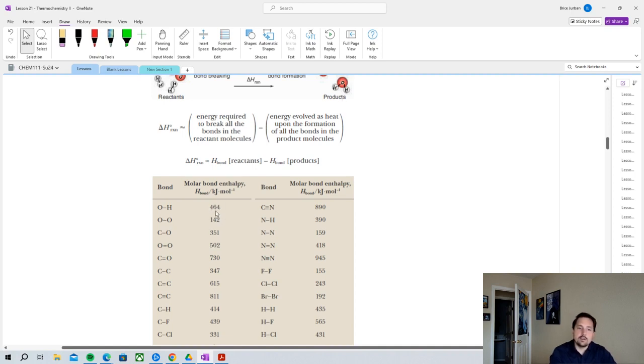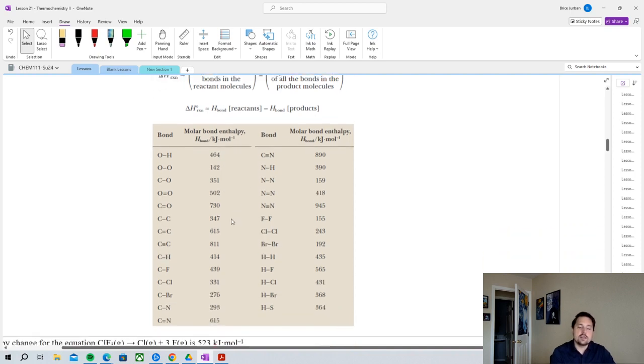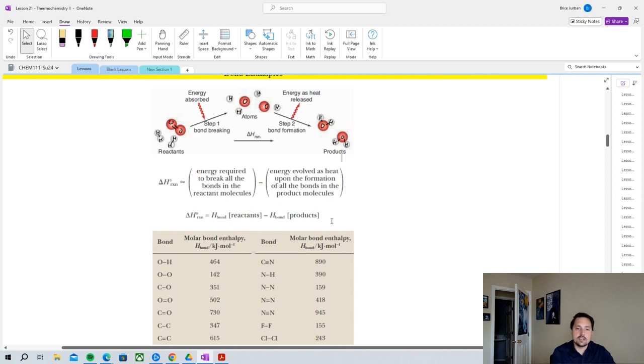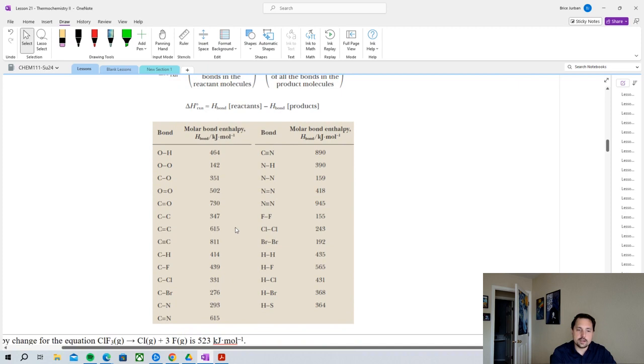Although a bond enthalpy would make more sense to be tabulated as negative, we do them all as positive. So that's why it's reactants minus products. Just remember that, and the more practice you get with this, you'll get it, no problem.